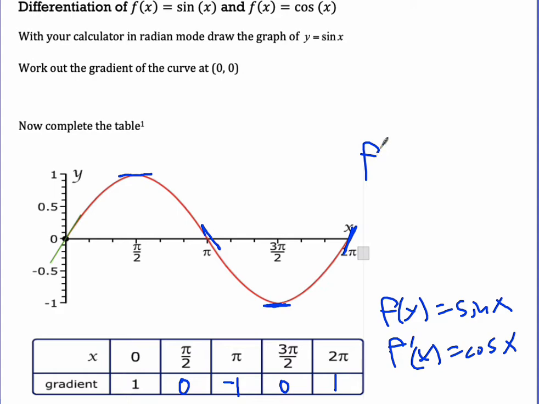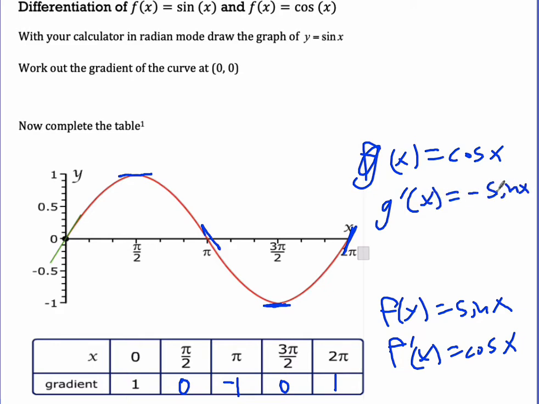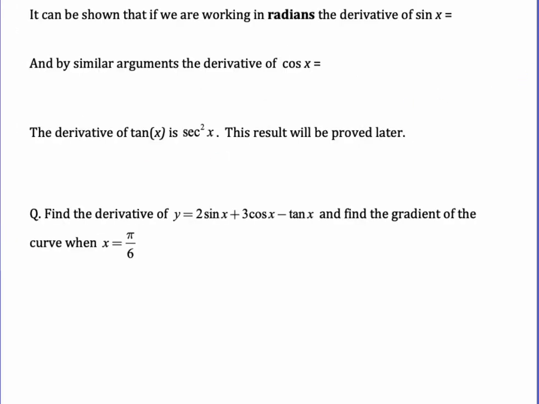And similarly, if, let's say, g of x is cosine x, you can use the same logic to show that g prime of x is negative sine x. Okay, we'll be able to prove those much later, though. Okay, so we just talked about that part. Also, the derivative of tangent, we'll be able to prove this pretty soon, is secant squared. We'll be able to prove that a bit later.